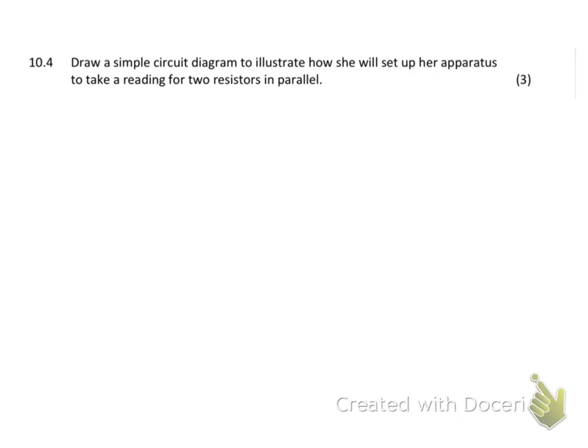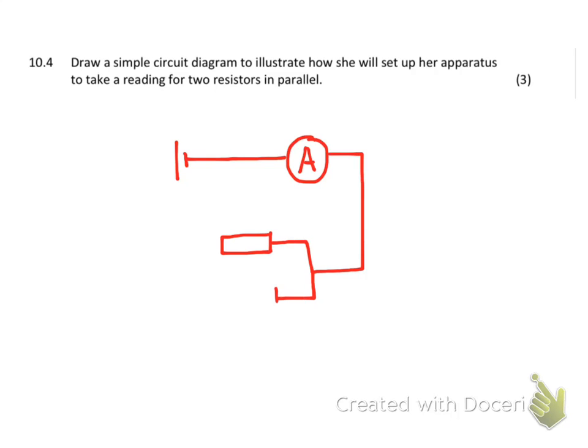Okay, a simple circuit diagram to illustrate her setup. You'd need the power supply, the battery, or the cell in this case. The key thing here is to put the ammeter in series to measure the total current, and then I've just shown two resistors in parallel there and complete the circuit.